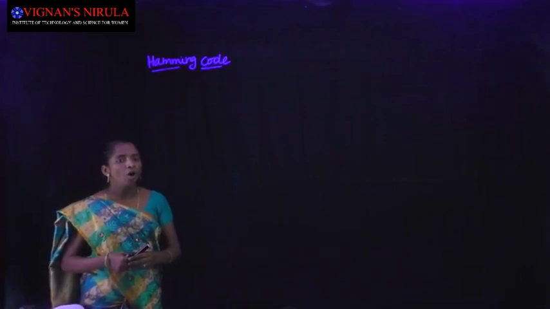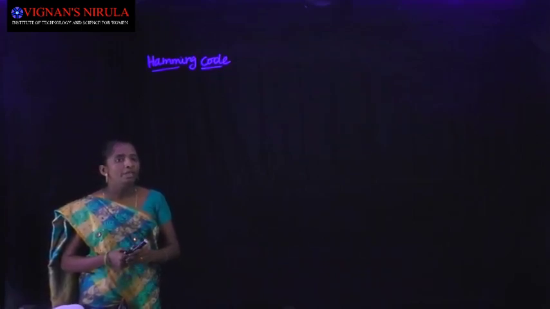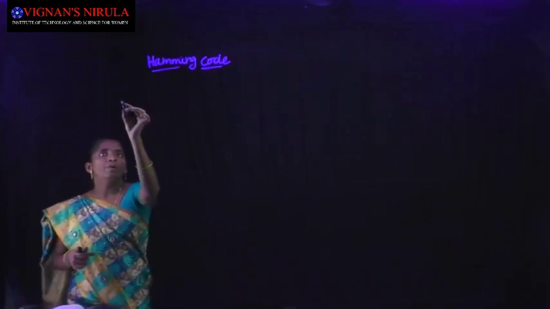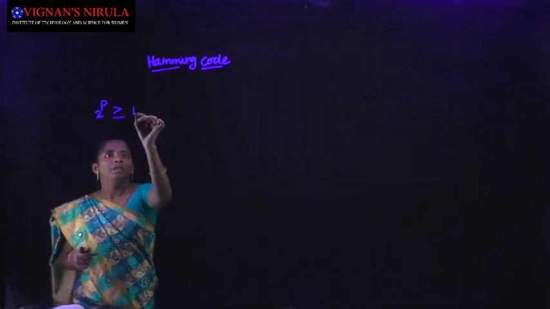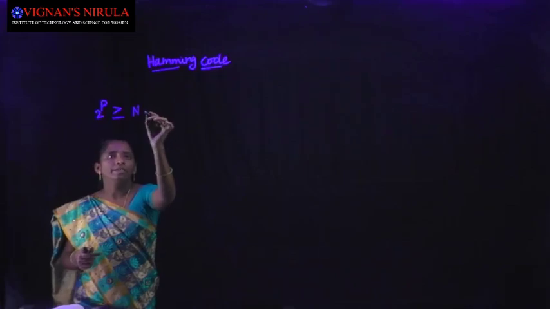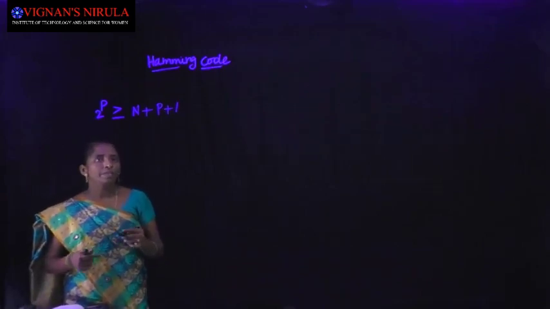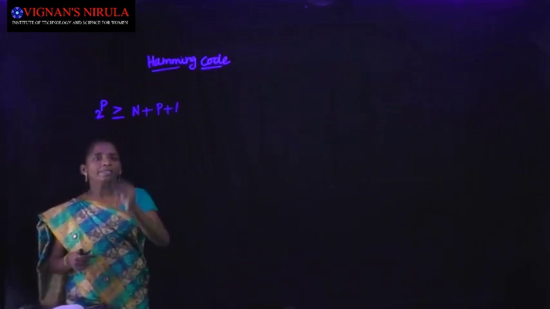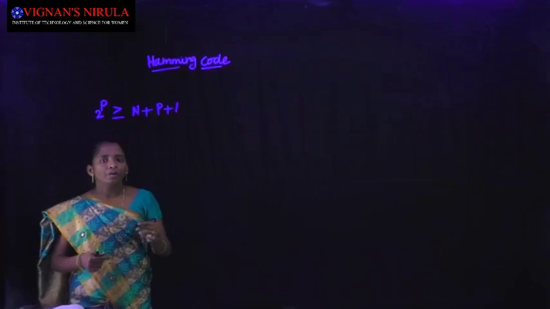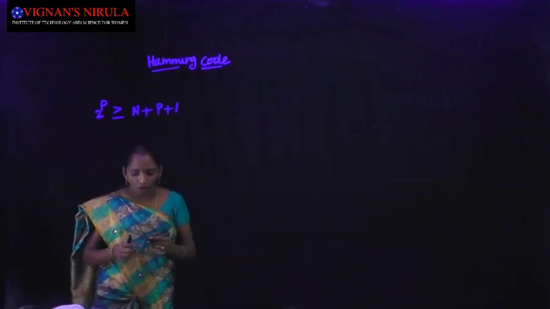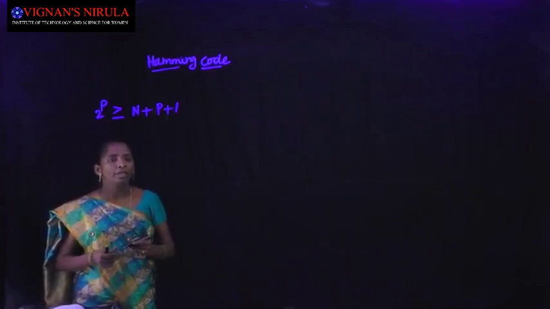To decide how many parity bits we have to send to the receiver, we depend on one equation. That equation is 2 power p is greater than or equal to n plus p plus 1. Here p is the parity bits and n is the information bits. So you have to decide how many parity bits you have to send with the information bits, by the trial and error method.